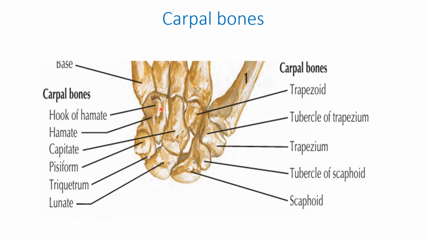So here is another diagrammatic representation of the carpal bones. Here we have the hook of the hamate bone. This is the hamate bone, so here is its hook. Then we have the capitate bone. Here is the pisiform bone, the triquetrum, lunate, scaphoid, then the tubercle of the scaphoid, trapezium, tubercle of the trapezium, and then the trapezoid. So these are the carpal bones. They are 8 in number.